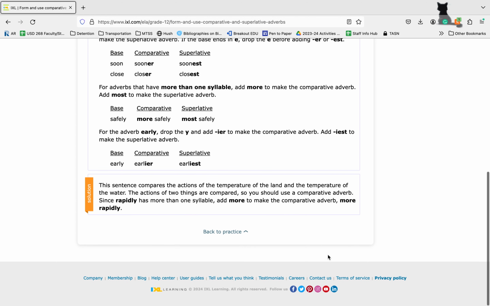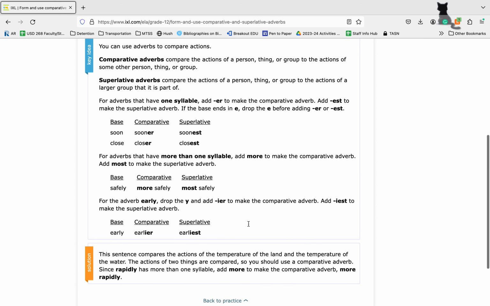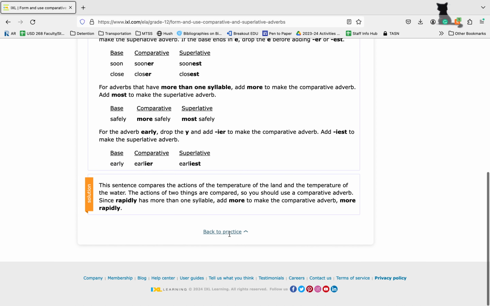So on our sentence here, we're comparing the temperature of the land and the temperature of the water. These are two different actions being compared, so we're going to use the comparative adverb. So rapidly has more than one syllable, so we're going to use more rapidly, not most rapidly, because it's not all within the same group. So let's do a few of these together.